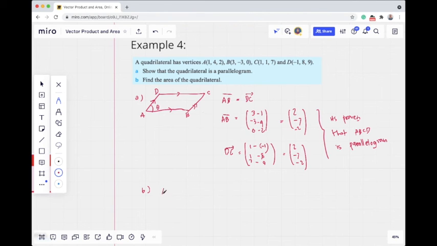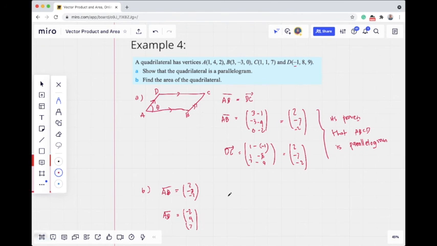Because I already know AB here, AB is 2, negative 7, negative 2. Now I will find AD. AD is D minus A, so negative 1 minus 1 is negative 2, 8 minus 4 is 4, and then 9 minus 2 is 7. Okay.